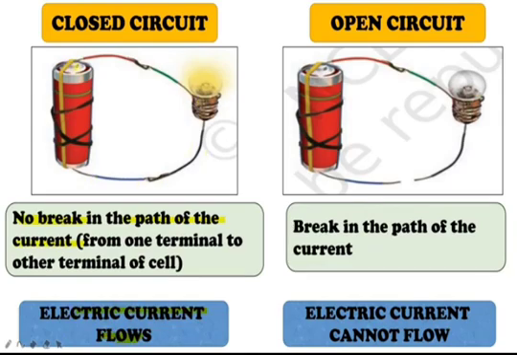Okay, remember the point: the circuit should be closed. Then only the electric current will flow in a circular path. Then only the bulb will function. But if there is a break in the path of the electric current, the bulb never glows. That is the difference between a closed circuit and an open circuit. I hope you understood the difference between those two. Once you look at the diagram, you can easily understand in which circuit current will flow and in which it will not.